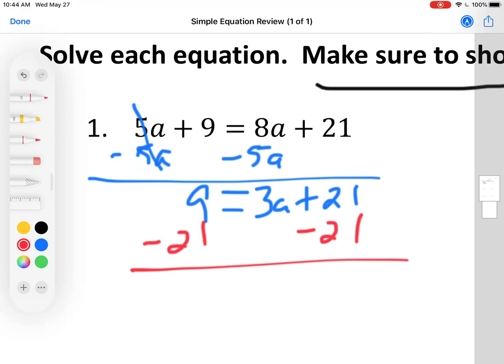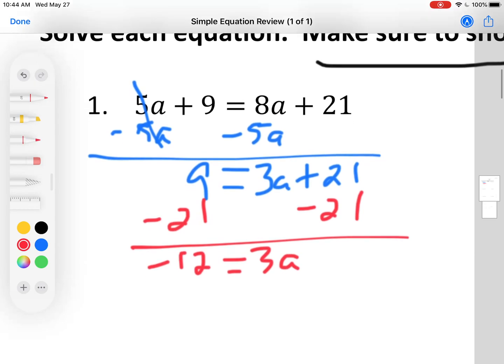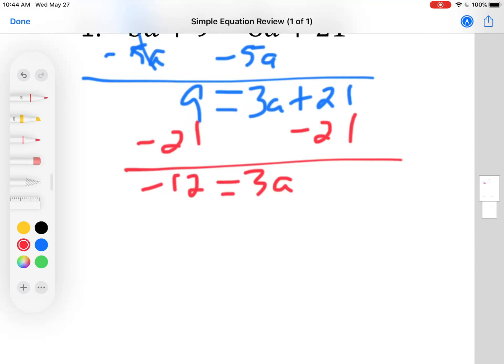Okay, 9 minus 21 is negative 12 equals 3a. If you don't know that 9 minus 21 is negative 12, use your calculator, figure it out. I am left with no more plus signs. I have one term on each side. On this side, I have negative 12. On this side, I have 3a. There should be no more subtracting.